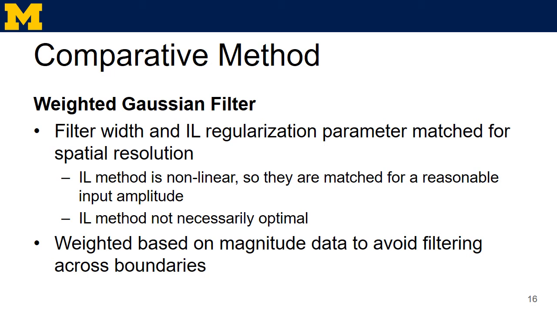It's also important to note that we have not necessarily optimized the regularization parameter in our method for either the phantoms or the human brain. We also weight the Gaussian filter based on the magnitude data in an attempt to match our proposed method, so that we're not spatially filtering across boundaries between tissues or material types.